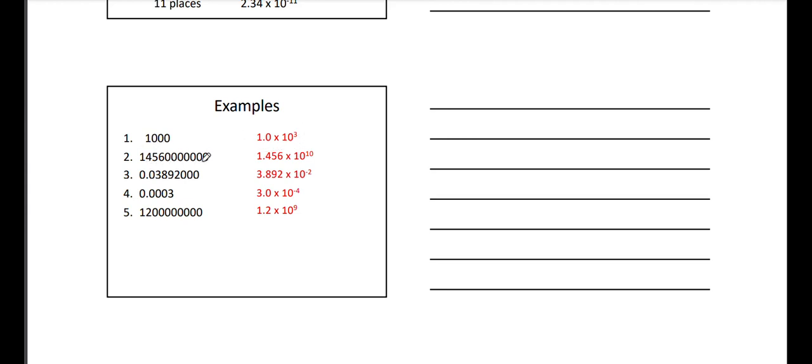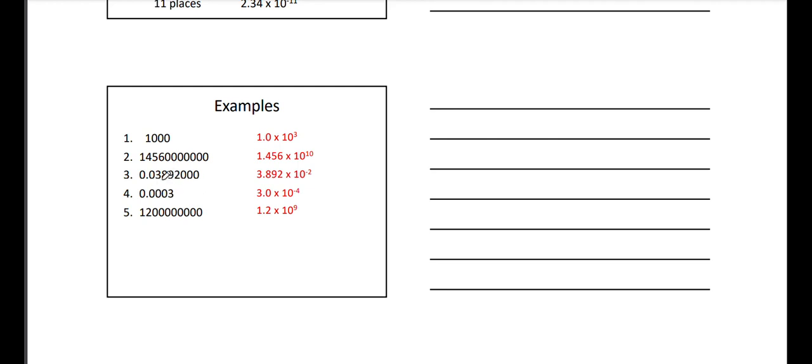Let's do this large number here again. What I will do is drop the period down here, after the last number that I have. 1, 2, 3, 4, 5, 6, 7, 8, 9, and 10. So I just moved 10 spots. So it's going to be 1.456 times 10 to the power positive 10, right? Because I moved 10 spots.